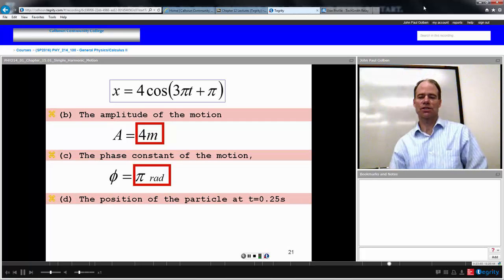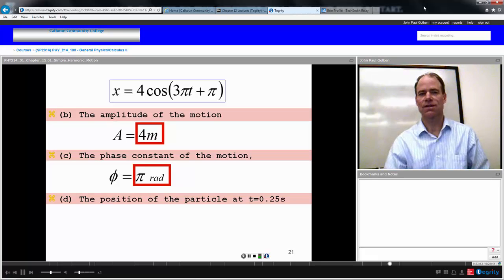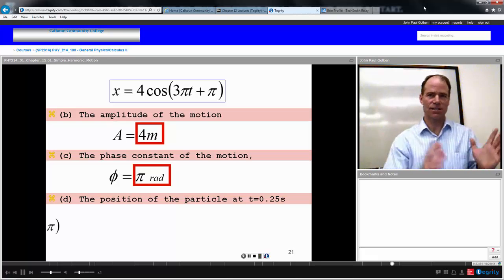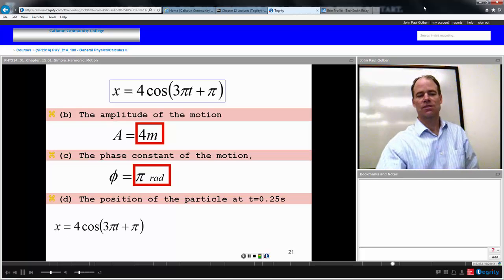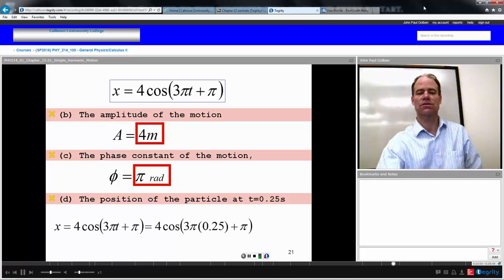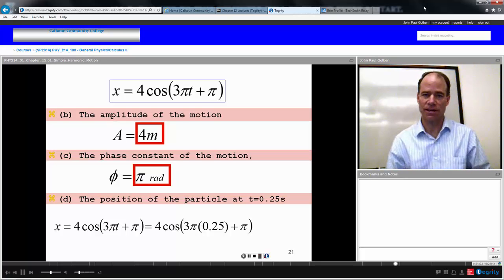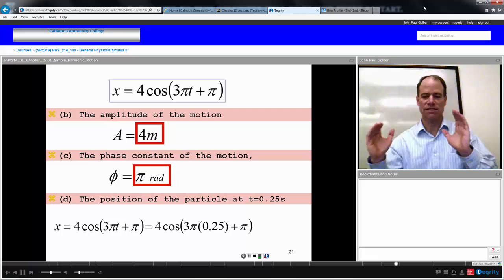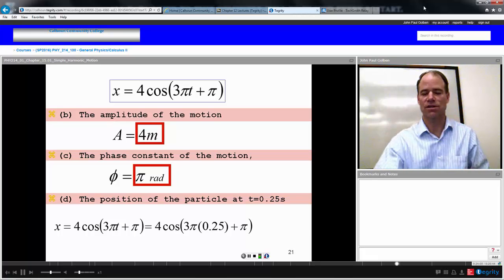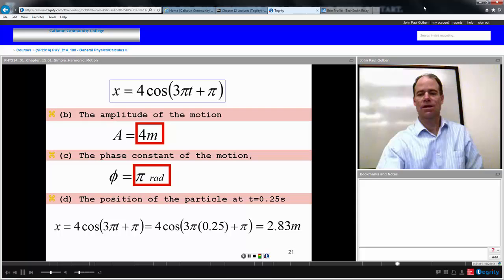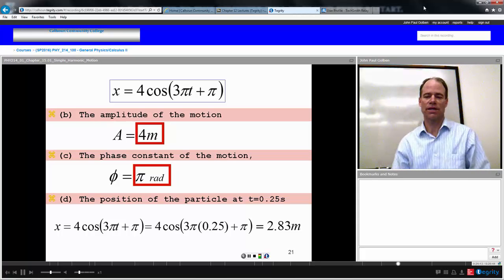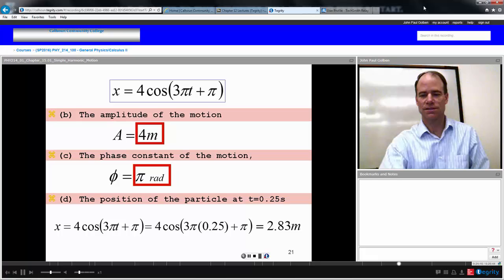And what is the position of this particle at 0.25 seconds? Well, x describes the position of the particle for all time. So at a particular time of 0.25 seconds, I just need to plug that in. So my x is going to be equal to 4 times the cosine of 3 pi times 0.25 plus pi. And when I do this calculation, I better make sure my calculator is in radians mode, because that's what we're looking at in the cosine function here, radians. So I make that calculation, and I come out to be 2.83 meters.